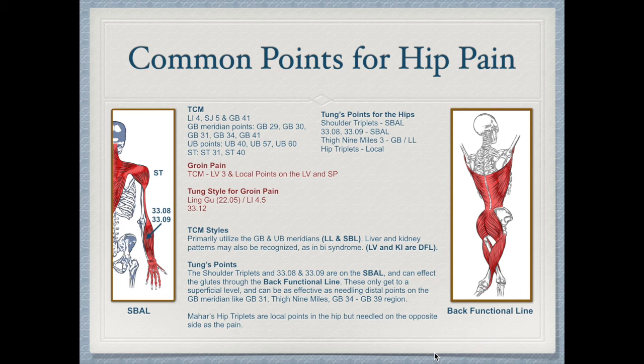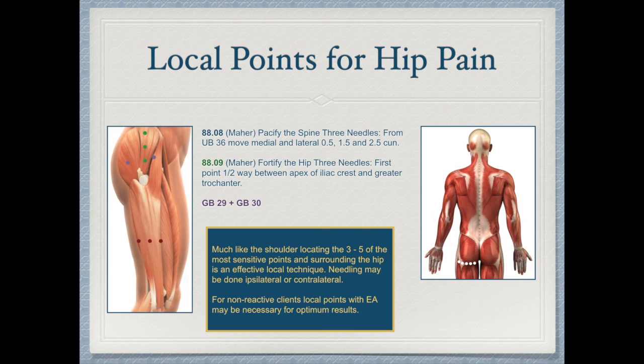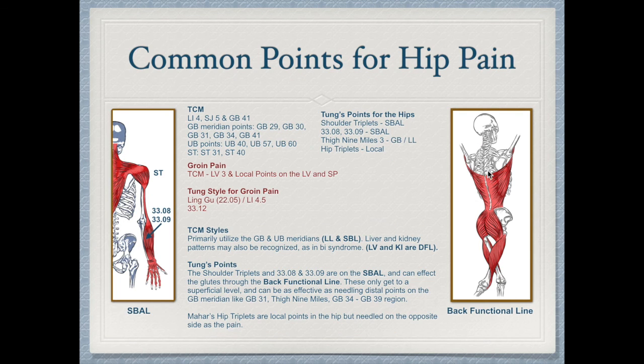The next part reads here that the Dong points, they can be as effective as needling distal points on the gallbladder meridian. So you can needle a point like GB31 that's located here in the IT band, and you can use that for treating hip pain and get some results. Now, it may not resolve completely. The client may just get a little bit of improvement, or the pain may come back, because the lateral line, much like this back functional line, exists at a more superficial level, and then there's deeper muscle groups involved.